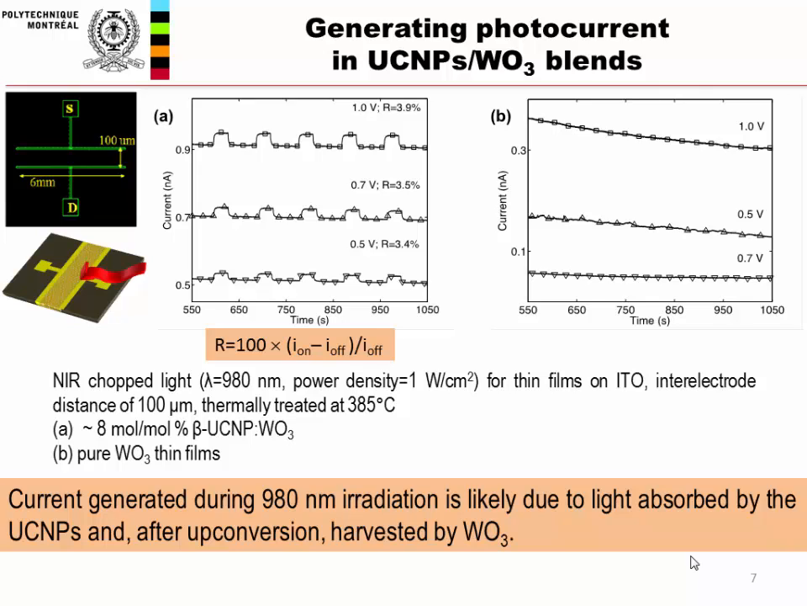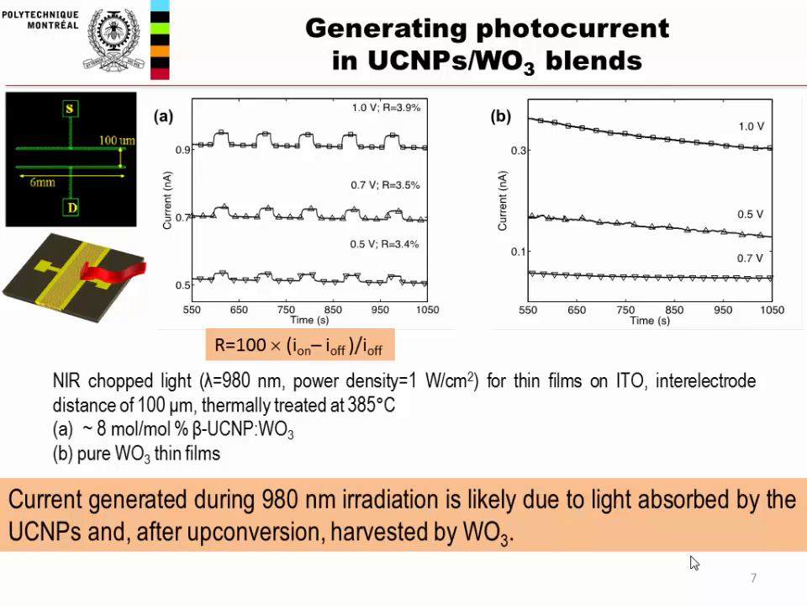So we think we can conclude that there is a current generated in this two-component film after irradiation in the near infrared at 980 nanometers, that it's likely due to the absorption of the light by the upconverting nanoparticles, and after upconversion the emitted light is absorbed by the tungsten oxide.